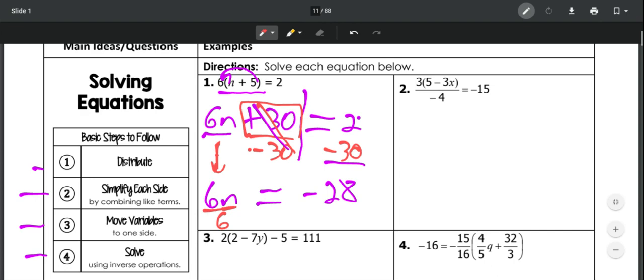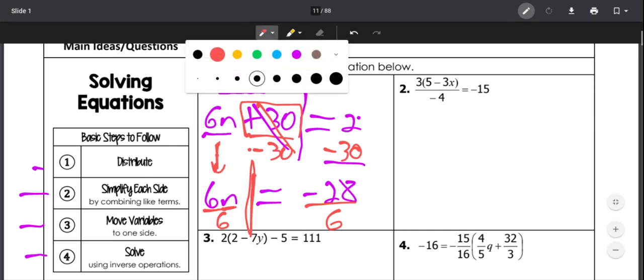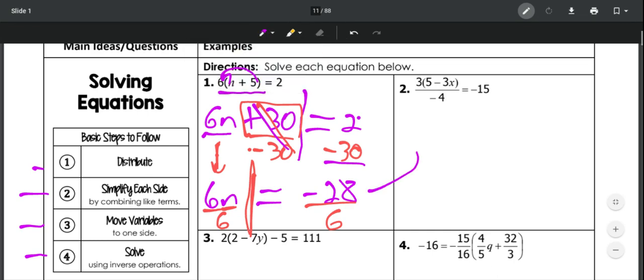Now, we're going to divide. We're going to keep our line here. Draw your line here again. What we do to one side, we must do to the other side. So now, this will end up giving us our final answer. I'm going to bring it over here just so we have some room. So this is going to go away now, because 6 divided by 6 is just 1. That just leaves us with n equals negative 28 over 6.